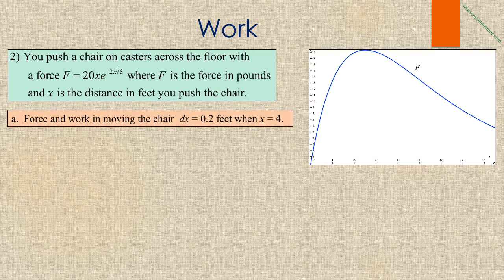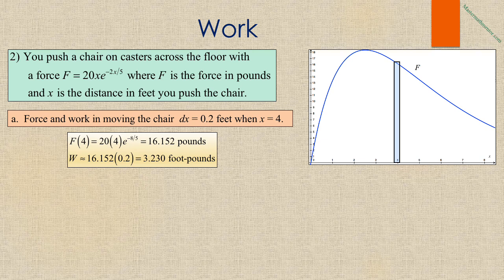You are first asked to draw a narrow vertical strip of width dx equals 0.2, centered at x equal to 4 feet. And then we want to find the force in moving the chair at x equal to 4, and the amount of work done at x equal to 4. The force at x equal to 4 is simply f of 4, which is 20 times 4 times e raised to the negative 8/5 power, which is 16.152 pounds. But the amount of work has to be approximated.